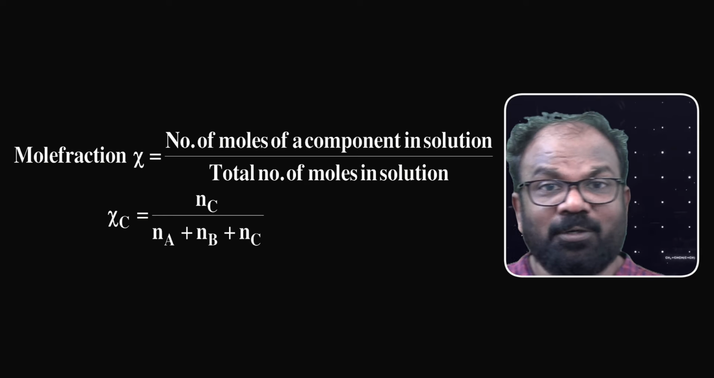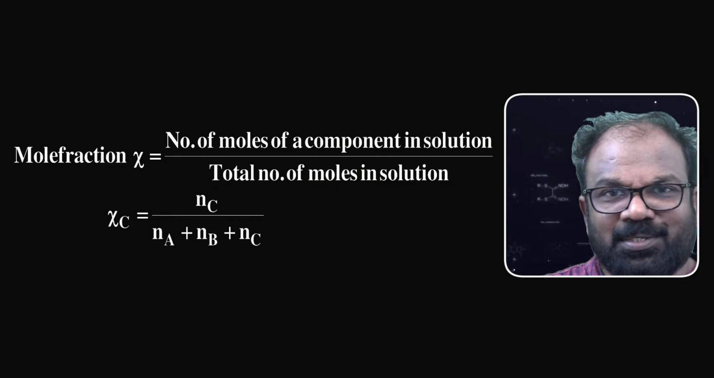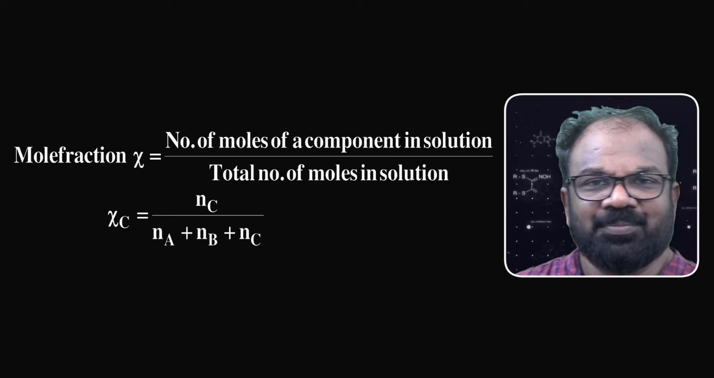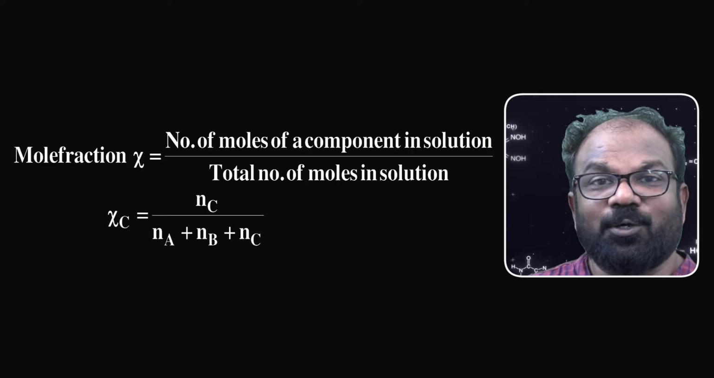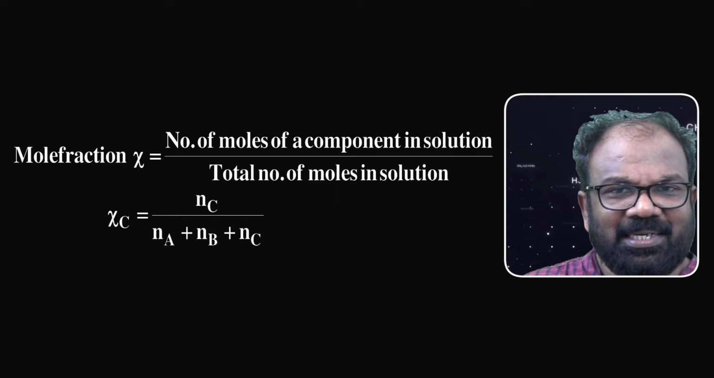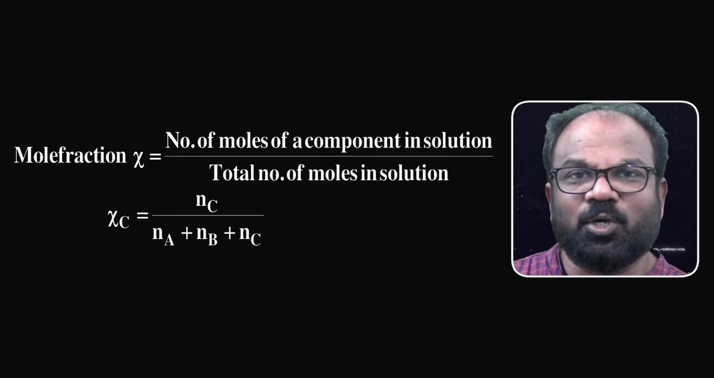This question says about a solution containing 3 components, capital A, capital B and capital C. Number of moles of A is Na, that of B is Nb, and that of C is Nc. We need to find out the mole fraction of C. We know the mole fraction of a component in a solution is equal to the number of moles of that component in solution divided by total number of moles. Here mole fraction of C is equal to number of moles of C divided by total number of moles. That is Nc divided by Na plus Nb plus Nc. So here the answer is option number 2.